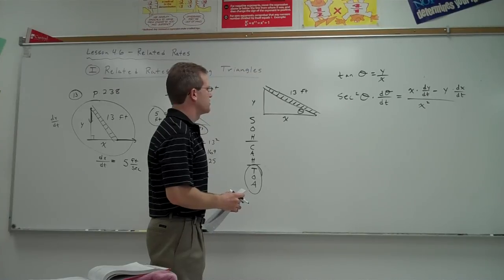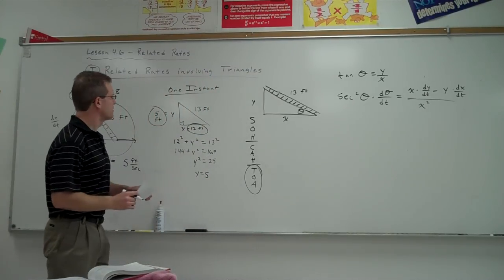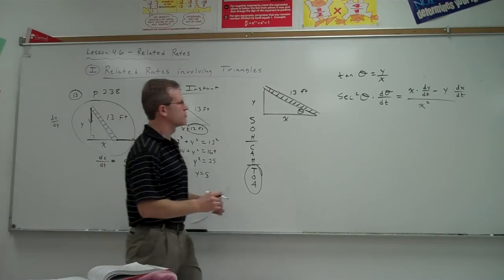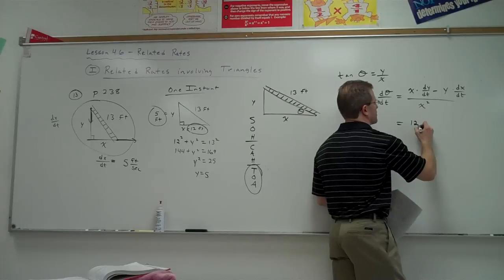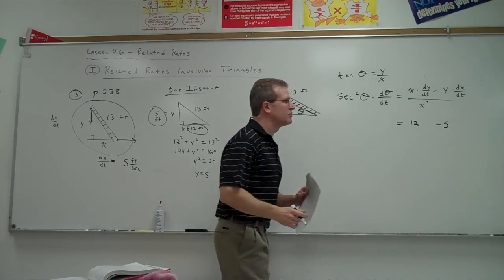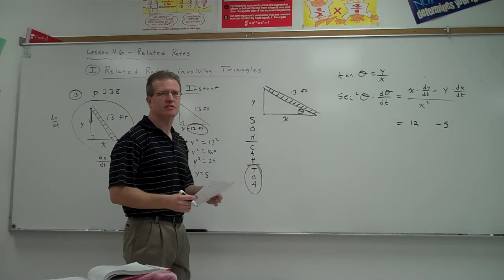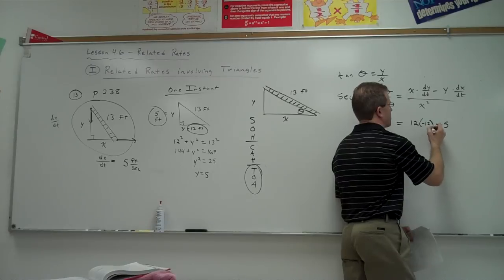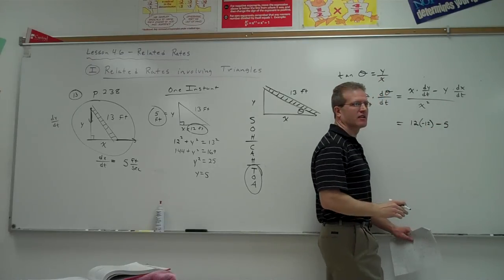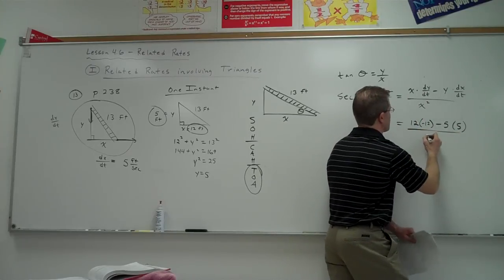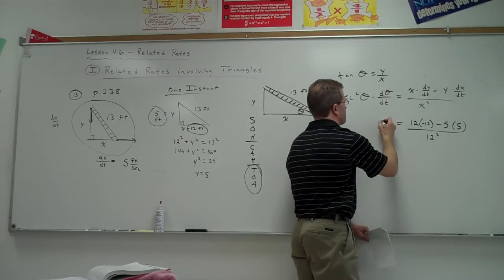Now let's start plugging in some numbers. We know from our past examples that x is 12 and y is 5. So we can put a 12 in for x, a 5 in for y. We know dy over dt for part A. What was that? Negative 12. We know dx over dt, what was that? It's given in the problem. 5 feet per second. X is 12, so you have a 12 squared down here.